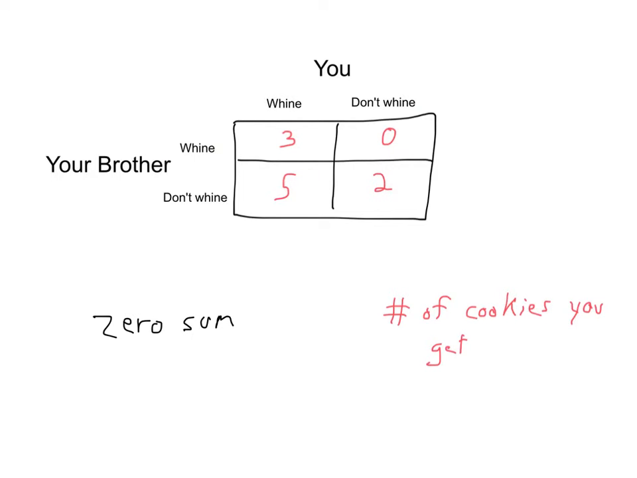Now, of course, you'd like to have all the cookies, okay, but you can't make him not whine. So what's going to happen here? Well, sort of an arms race. You're going to whine because you're always better off that way. And your brother, if he knows you're going to whine, is much better off whining than he is not whining. Because if he doesn't whine, you're going to get all the cookies. If he whines, he at least gets 2.